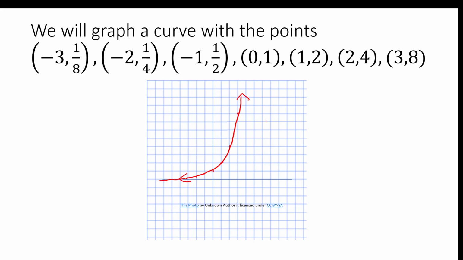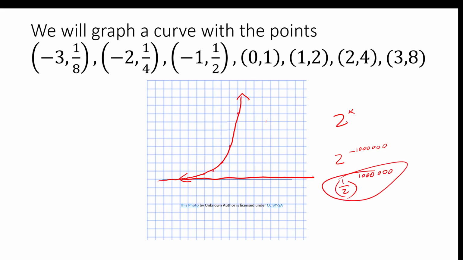It'll never actually touch that horizontal x-axis because 2 to the exponent x, even if we have a number like -1 million for x, we're still going to have 1 over 2 to the exponent 1 million. Although that'll be a very small number, it'll never actually equal 0. So the line y equals 0 will be a horizontal asymptote. It'll be a value that the curve itself gets infinitely close to but never actually touches.